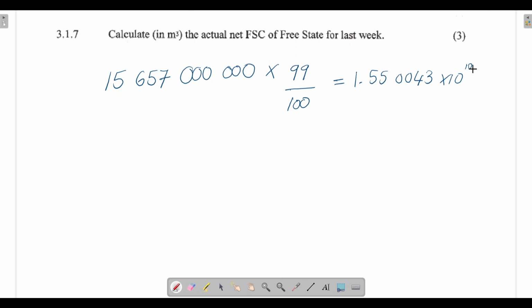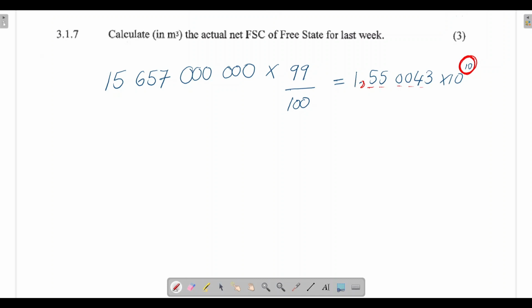So this can be confusing on its own. What does this mean? This is basically our answer written in scientific notation. So all we need to do is convert that into an actual value. It is an actual value, but we need to write it in a correct way. So it's 1.550043 times 10 to the power of 10. That 10 exponent 10 tells us that we need to have 10 digits after the comma.